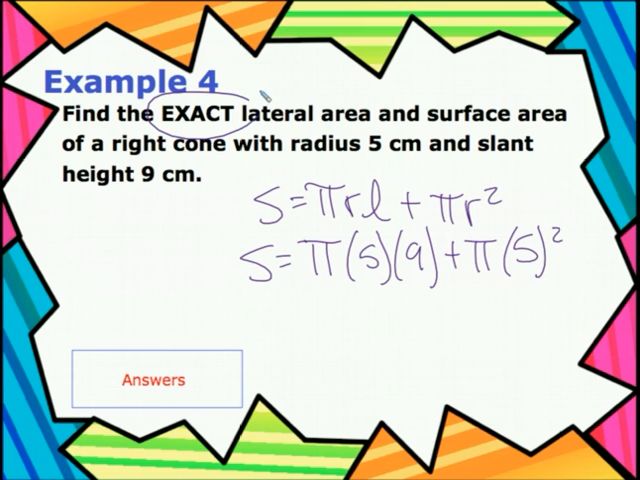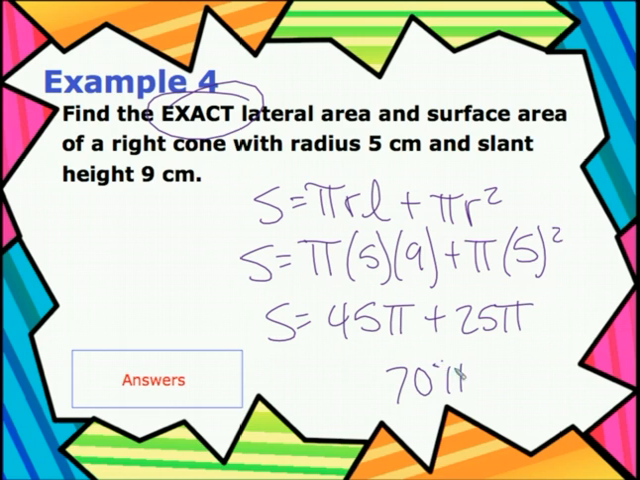Now it says exact, which means we leave pi in our answer. So 9 times 5 is 45 pi plus 25 pi. And then you just add the 25 and the 45 and you get 70 pi. Hopefully.